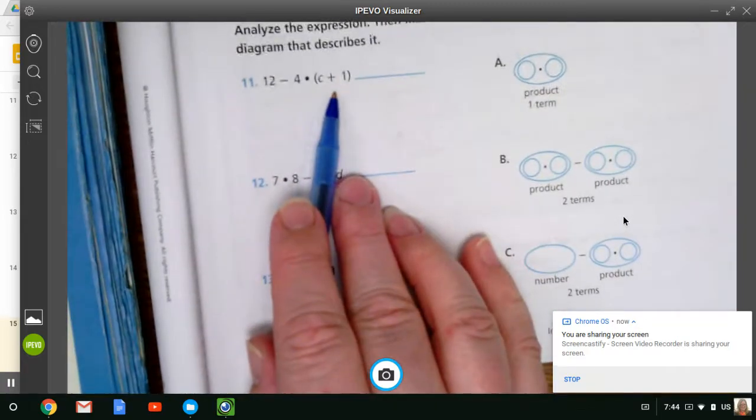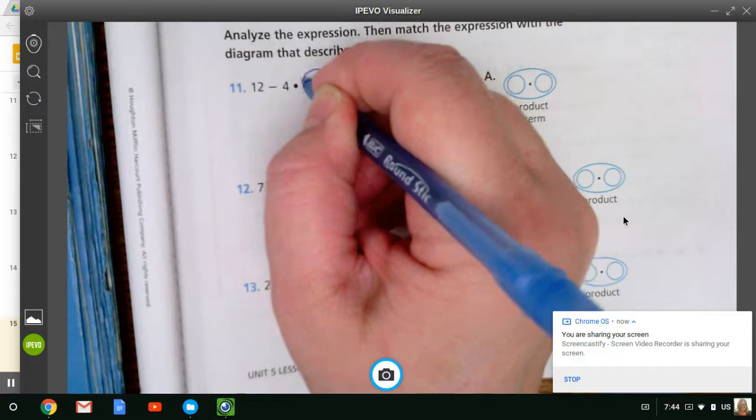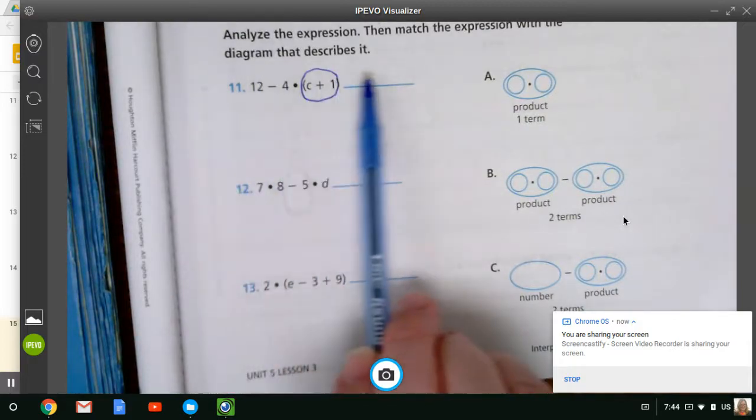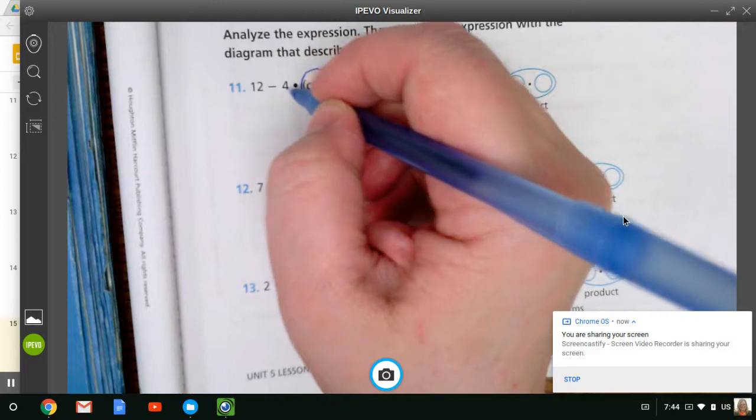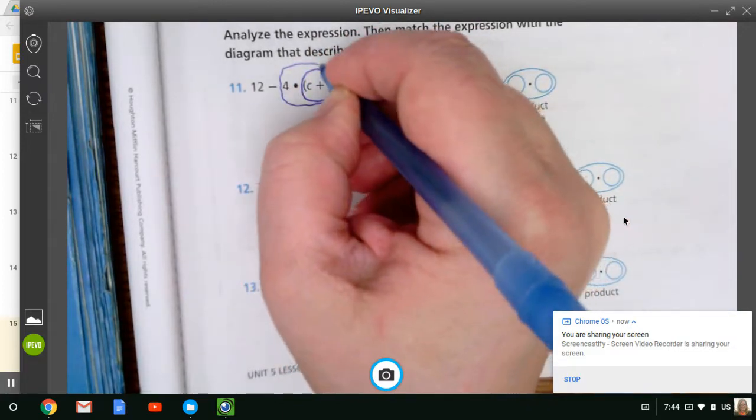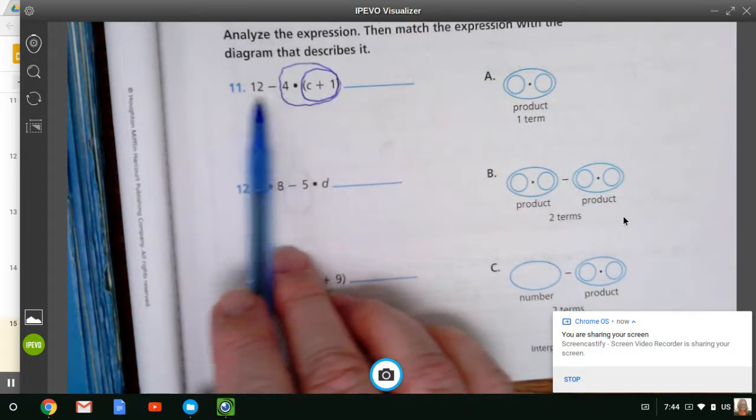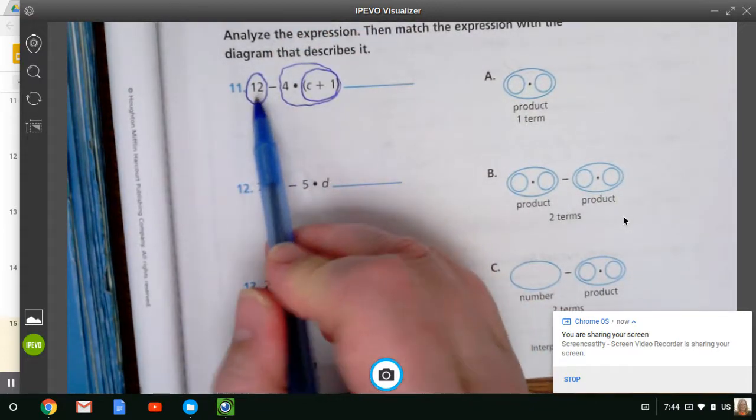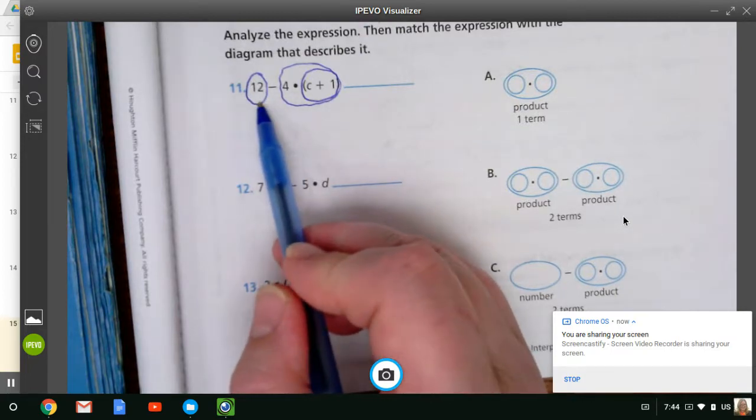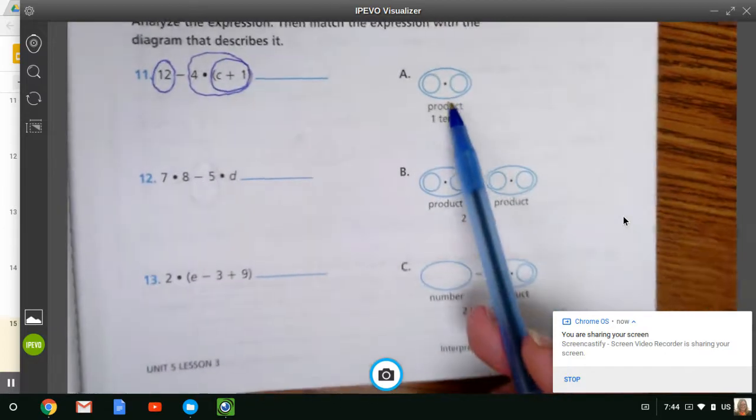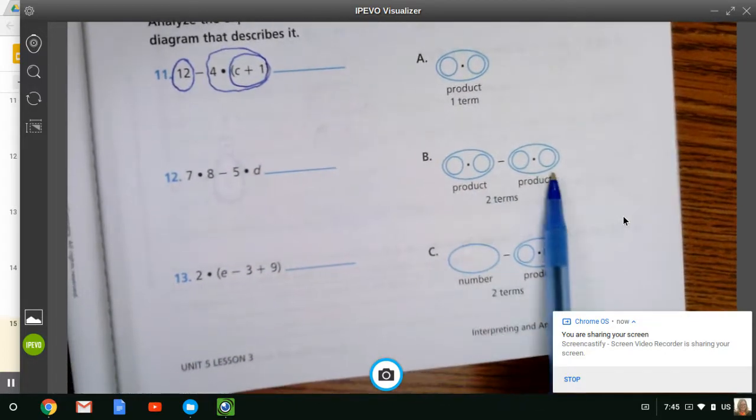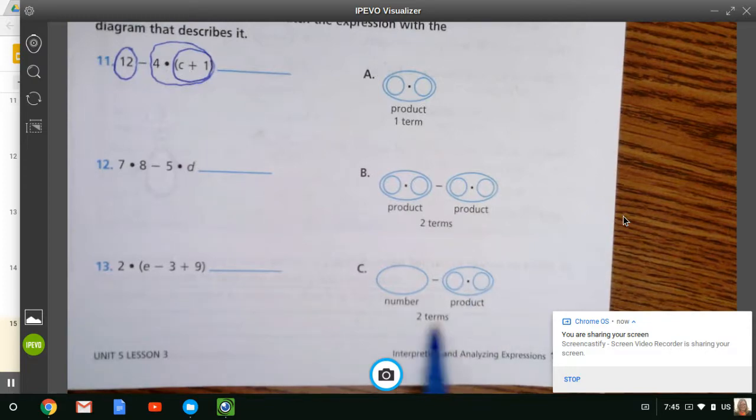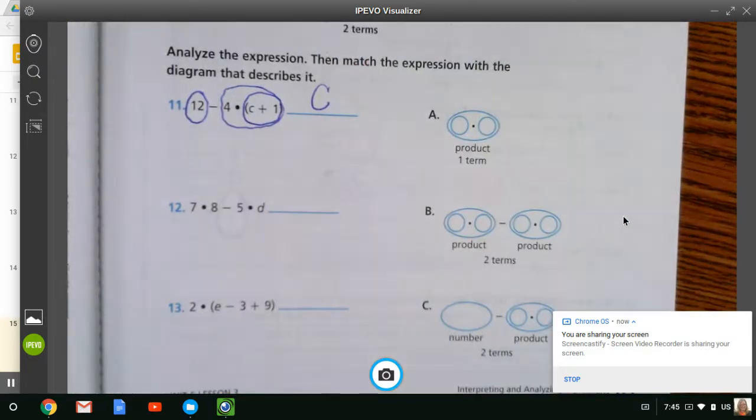So first, for number 11, you have parentheses. So let's circle that, because that was the first step. The second step was any powers. I don't see any powers. And then it's any multiplication or division from left to right. I see this 4 times this. So I'm going to chunk these together and draw a circle around there. The last is adding or subtracting. Well, the 12 on its own is a term because any numbers for adding or subtracting are their own terms. So if you look at the diagrams now, A doesn't match, B doesn't match, but C says number, subtract, or minus the product of 2 more. So this has 2 terms like ours did, so C would get written on the line.